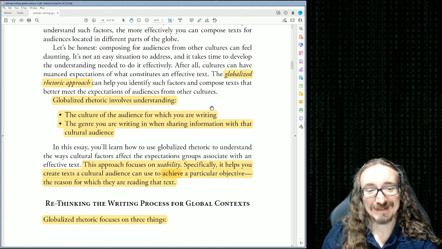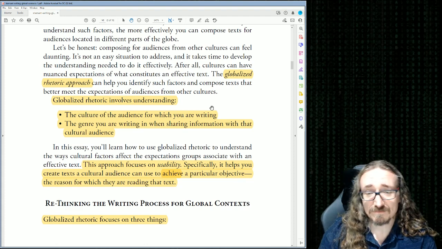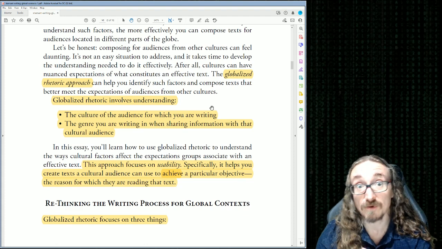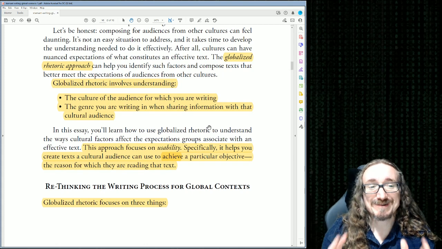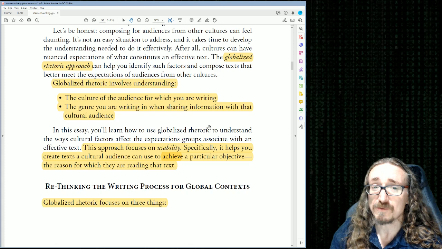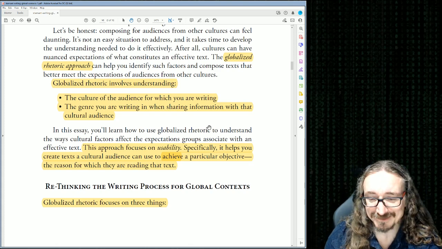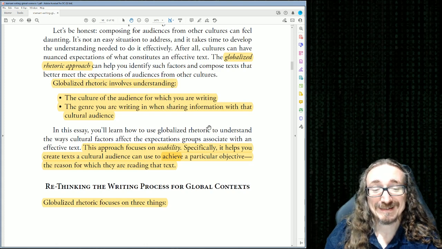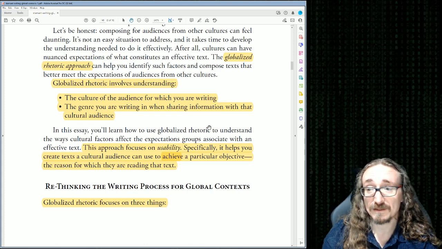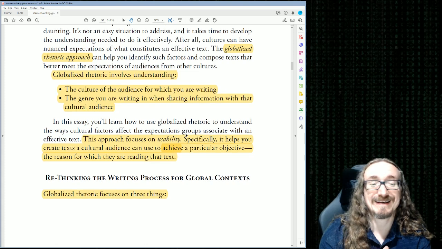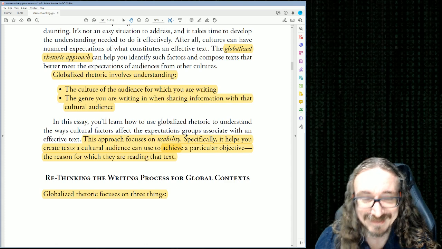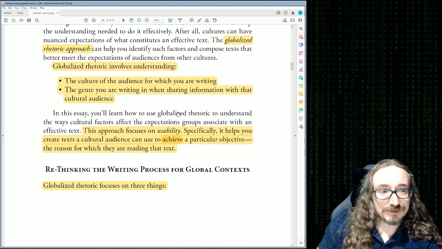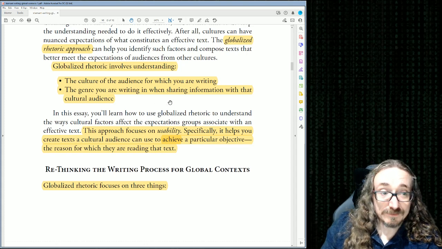We'll get into some examples in a minute, but if you're talking about a resume, a business letter, an essay, even those fairly standard types of documents look very different in other cultures and different demographics. Again, we'll get into some of this, but to the extent that you can understand that you will need to adapt, that there's not one model that's always going to work, and instead of seeing differences in cultures or communication systems as one being better than the other, or my way is the right way, if you can get away from that kind of thinking and think about context and the different expectations that people have, you'll already be much further along than many of your fellow students. Kudos to you. Okay, the culture of the audience for which you are writing, the genre you are writing in when sharing information with that cultural audience.